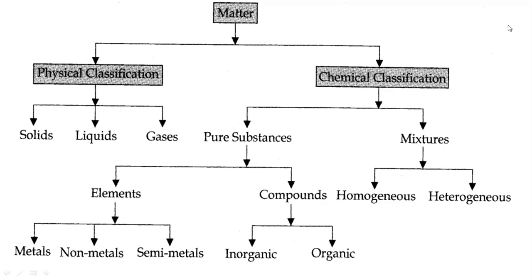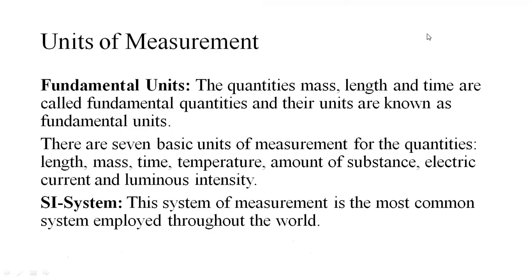Elements are further classified into three types: metals, non-metals, and metalloids, that is semi-metals. And compounds are classified into two types, that is inorganic and organic compounds. Okay, moving to the next one. After completing this, we'll move to the units of measurement. Before going to the measurements of matter, we will discuss different units.